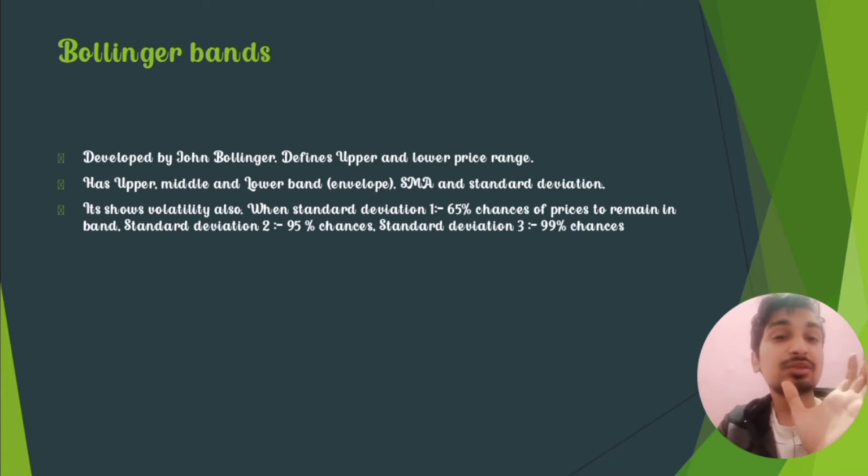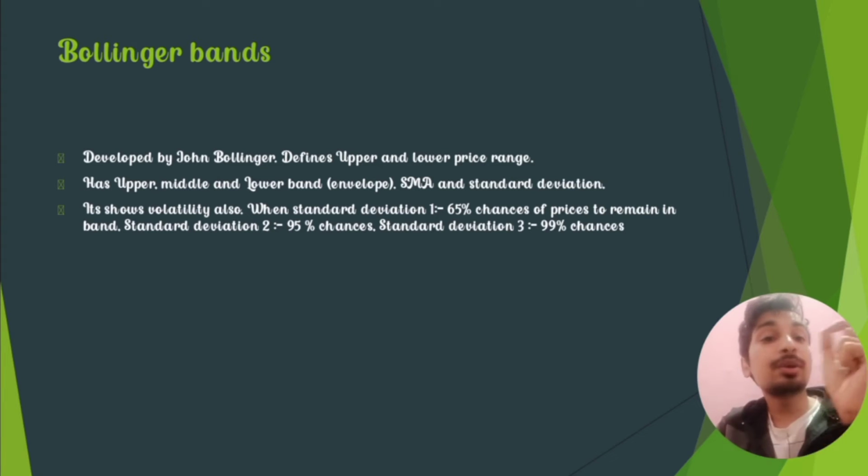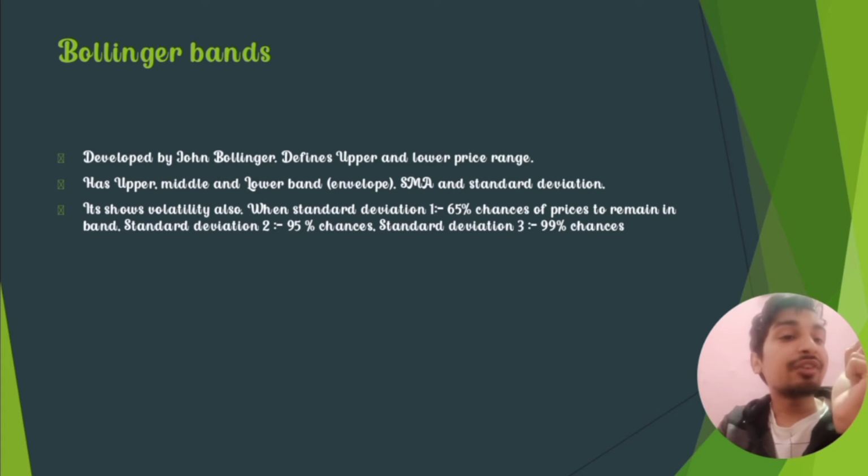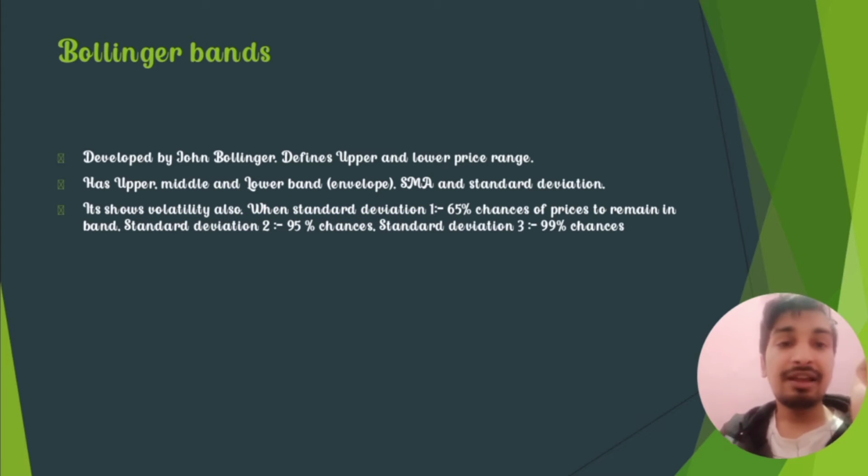So Bollinger Bands is one of the most important indicators. It also tells you where to put your stop loss. You can easily define a stop loss with the help of this. Bollinger Band gives you the upper and lower price range. It has an upper, middle and lower price band. The lines which I will be showing you are called a band.